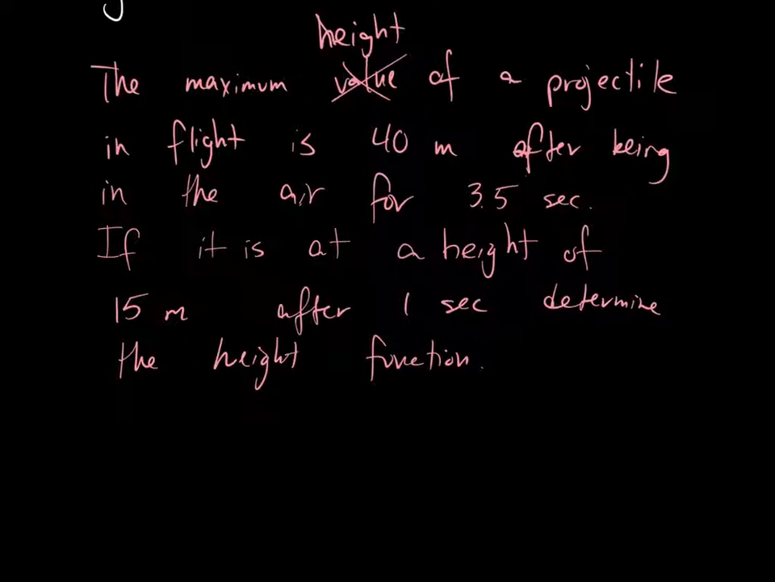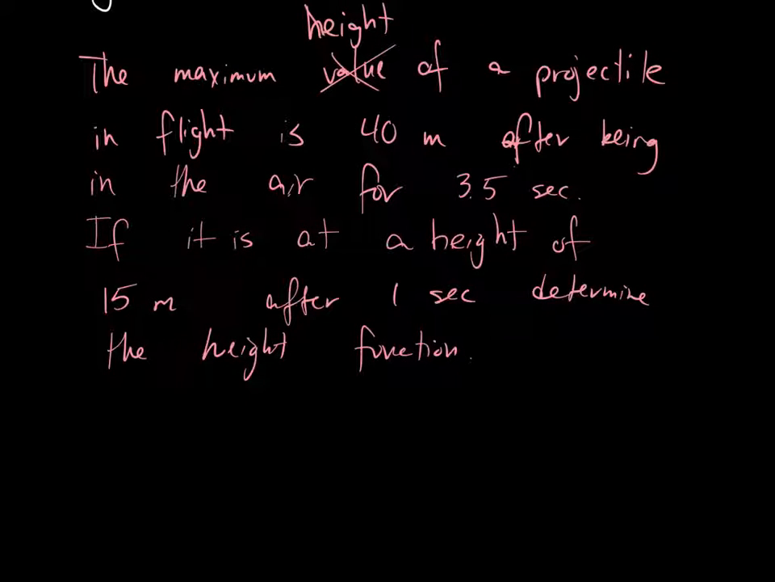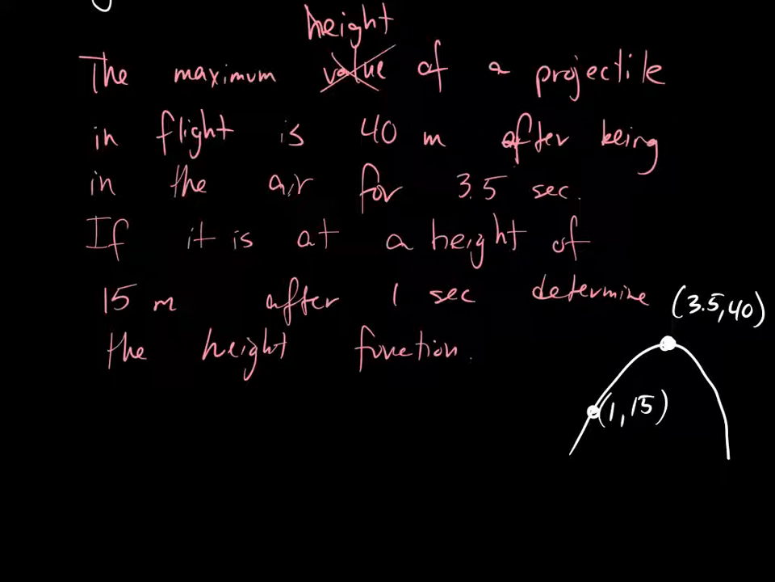So we're told the maximum height and a time it occurs at. How can I utilize that information? Max. It's the vertex. If I look at this as my graph, this here is really 3.5, 40. And this point over here is really 1, 15. That's the key to a problem like this. This is an easy problem if you can recognize what you're given. When you're told the maximum on a parabola, that's the vertex. So since the max height was 40 and it occurred after 3.5 seconds, that's my coordinate t, h.